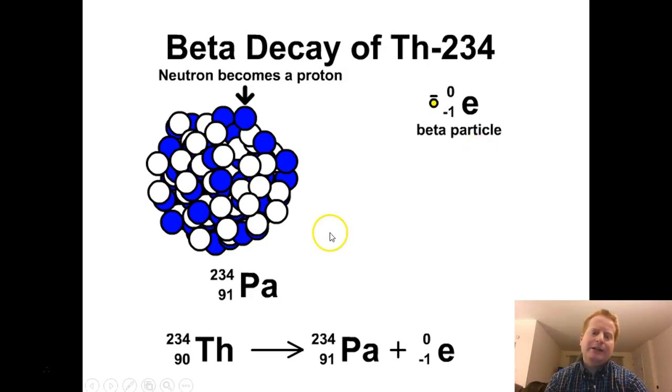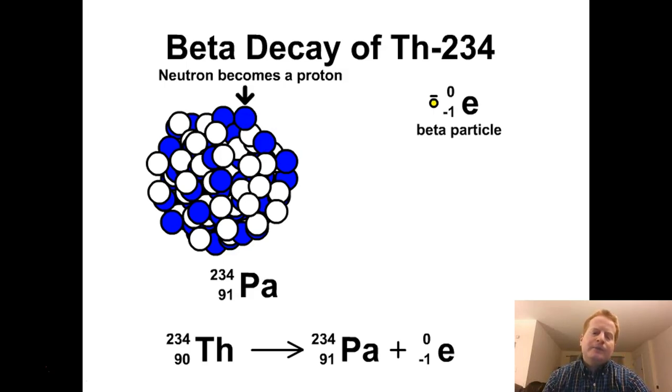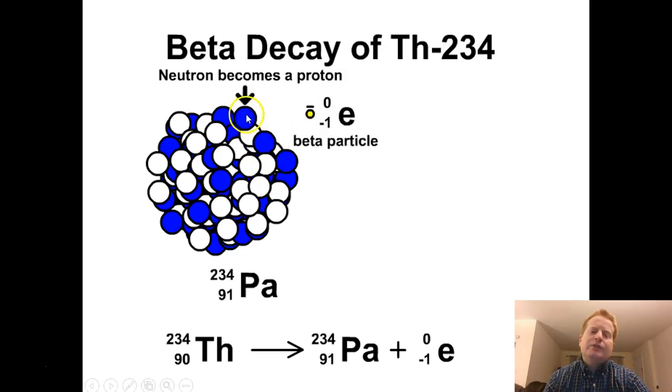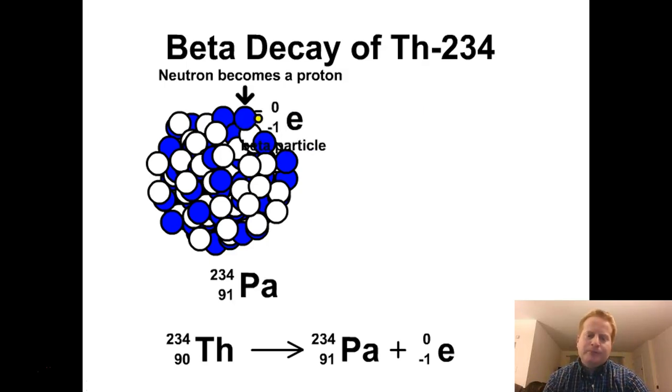So if we look really carefully, starting off with thorium-234, and here's an odd thing that happens. So notice how first it's got this white one, considered a neutron originally, but it converts itself into a proton. It turns blue, and while it does that, it releases an electron, which is what we call a beta particle. Beta particle is really, for all intents and purposes, an electron.